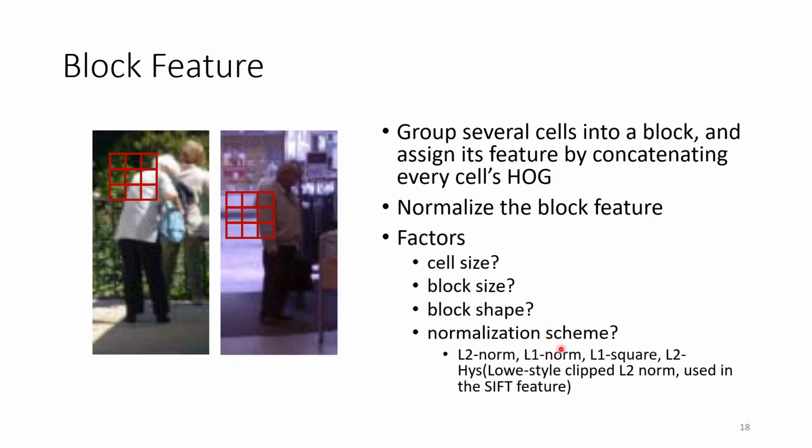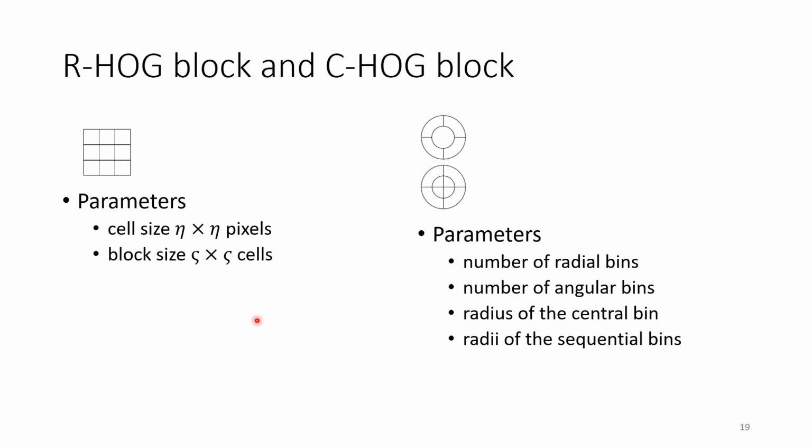Okay. And there will be another normalization question. Given a very long feature vector, the feature vector might be extracted from a very bright region or a very dark region. Okay, so the magnitude of the gradient will change a lot. Should they or should they not normalize those feature vectors? Okay, so they draw two figures in their paper to tell readers what their considerations are. So this is, if they use R-HOG, it looks like a square-based block. They can also use C-HOG, a circular HOG. For different types of blocks, there are different parameters. For the R-HOG, they need to consider the cell size and block size. For C-HOG, they need to consider more parameters, the number of radial bins.